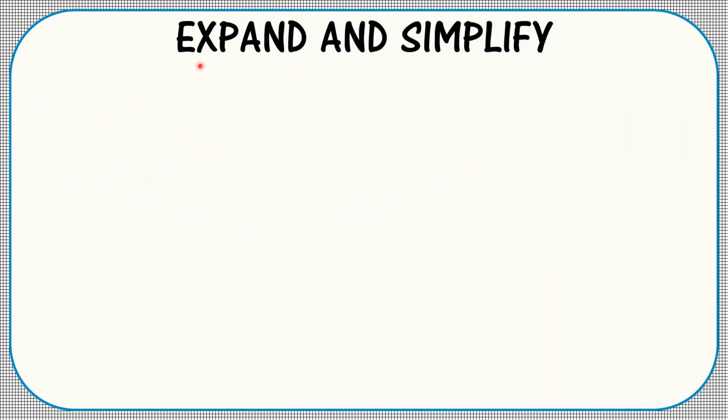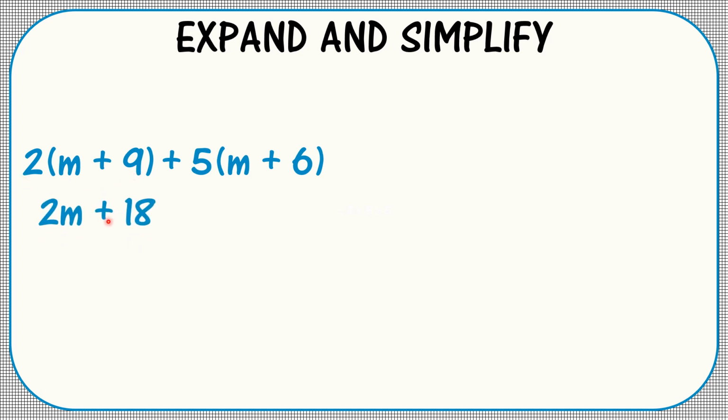Another type of question which will occur will ask you to expand and then simplify. Here you have two sets of brackets. You have 2 bracket m plus n, close bracket, plus 5 bracket m plus 6. What you would do, you will expand each bracket separately and then you will collect like terms. So let's try to do this. 2 times m equals 2m. 2 times 9 equals 18. So the first bracket is 2m plus 18.